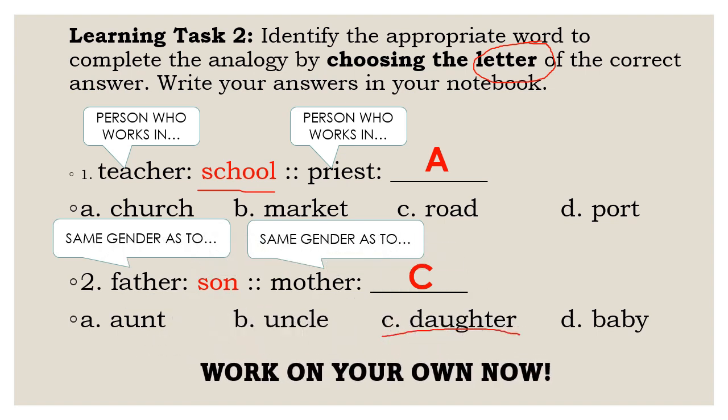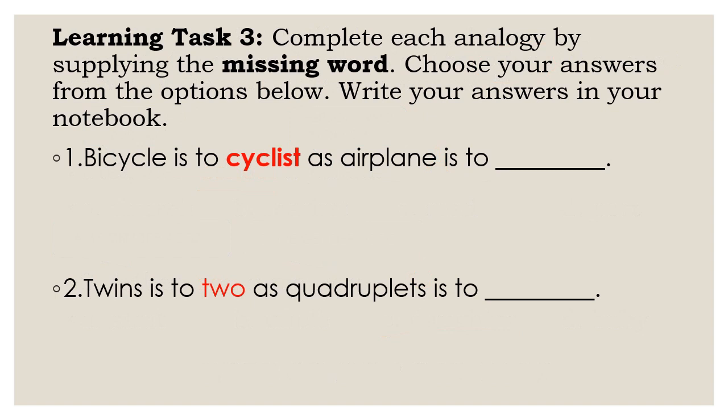Okay, I believe there are 10 items for this test on your module. Work on your own now. Suppose you're done with learning task 2, let's move on to learning task 3. Direction says, complete each analogy by supplying the missing word. Choose your answers from the options below and write your answers in your notebook.